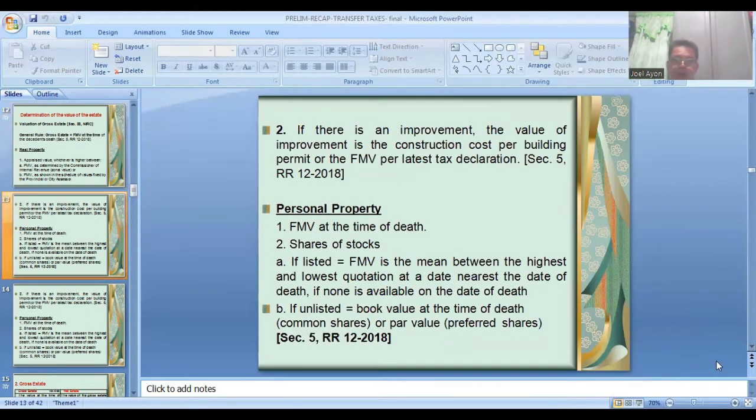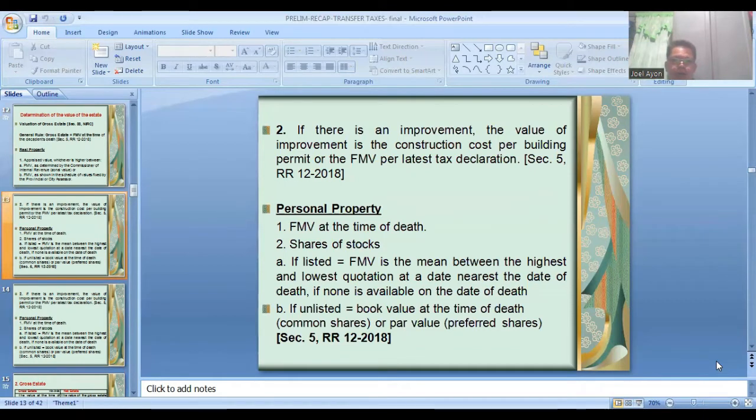If there is an improvement, the value of the improvement is the construction cost per building permit or the fair market value per the latest tax declaration. Whichever is higher. So as stipulated in Section 5 of RR 12-2018.